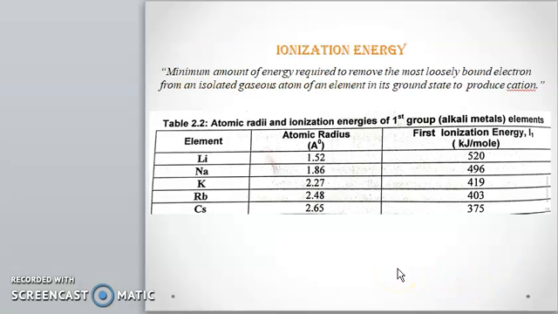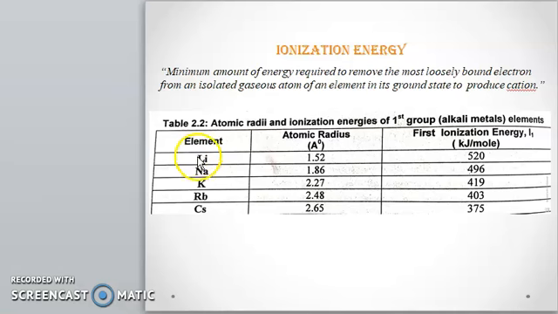Then the next one is the ionization energy. What is meant by ionization energy? The minimum amount of energy required to remove the most loosely bound electron from an isolated gaseous atom of an element in its ground state to produce a cation. So simply, ionization energy means removing the most loosely bound electron from its outermost shell. To remove that electron, we need some particular energy, and that energy is the ionization energy.